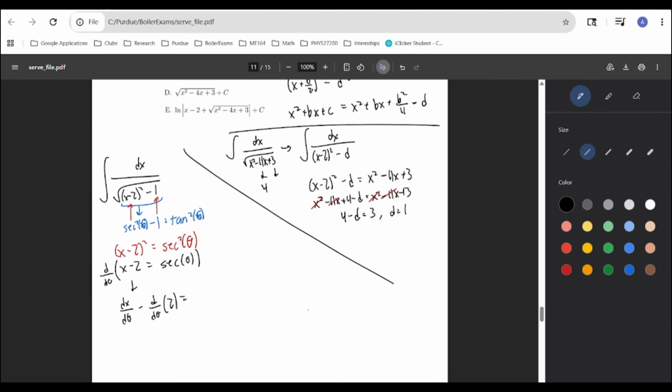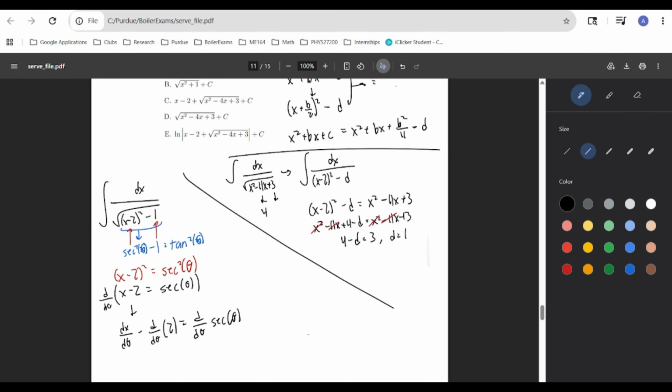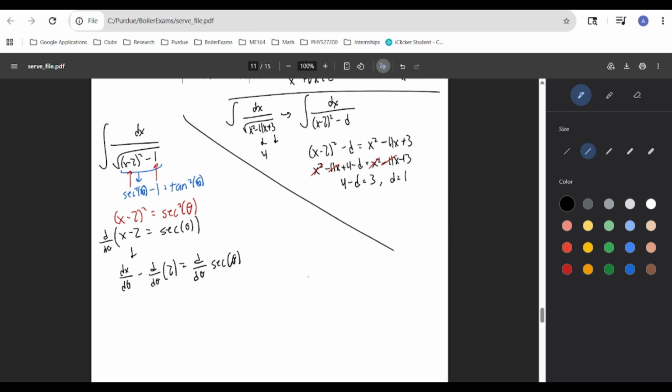That just becomes 0, is equal to d theta of secant theta. Wow, I'm really running out of room here. I'll come back to this in a second. So that means this becomes 0. Dx d theta would be equal to secant theta tan theta.